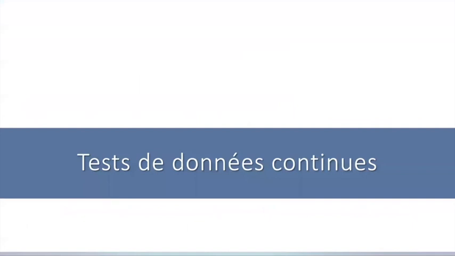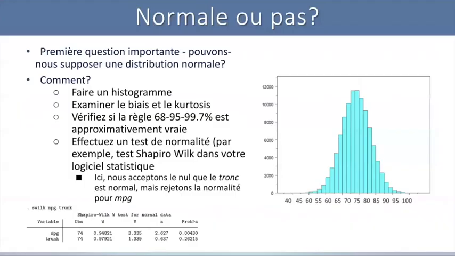Now we will discuss tests to use for continuous data. The first question we have to ask ourselves is, can we assume a normal distribution? Because this affects the tests that we can use. So how can we determine if our data have an approximately normal distribution? Well, first, you could make a histogram and look by eye. Does this seem approximately normal? Like the histogram you see here on the right?